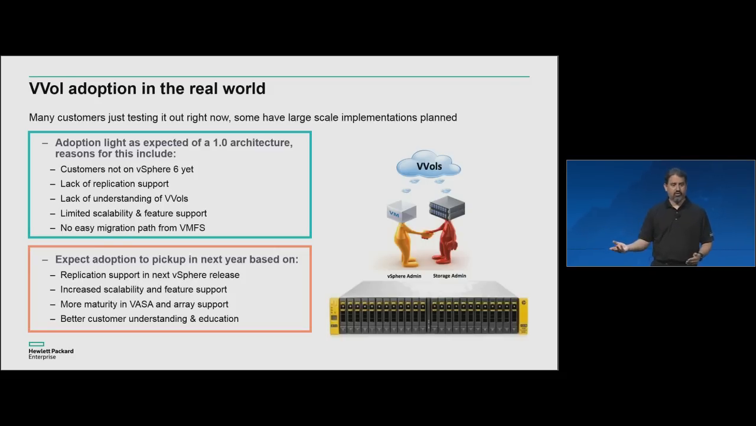There's been a lack of replication support, and people aren't sure what VVols is. At the beginning there was limited scalability and feature support, and there's really no easy migration path. We expect that to change pretty soon. It's been out for a year and a half, but replication will finally be here. It'll be more matured, and you'll see a lot more increased scalability and feature support. And just like today, I'm giving you an understanding of what it's all about and the benefits. More people will know that and realize and migrate to VVols.